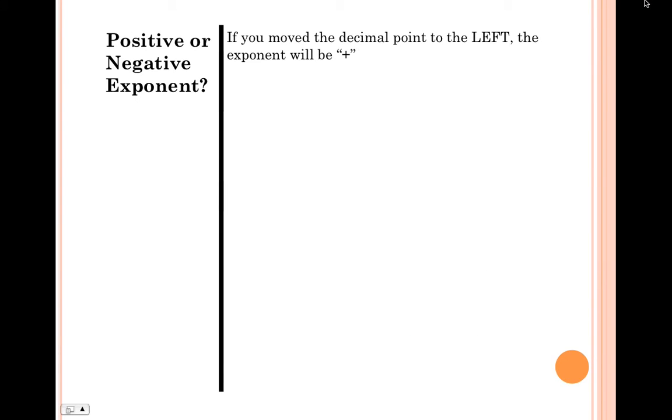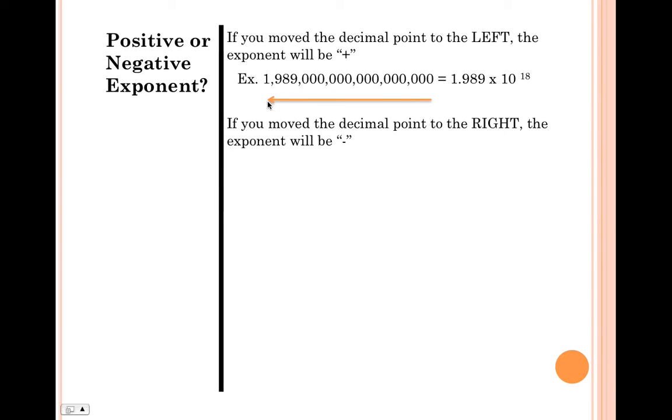Now, you might be wondering, when is that exponent going to be positive or negative? Well, if you move the decimal point to the left, the exponent will be positive. So, for example, we had this problem that we have already done, and we know that that was 1.989 times 10 to the 18th, and the reason why is because you moved the decimal point to the left. If you move the decimal point to the right, the exponent will be negative.